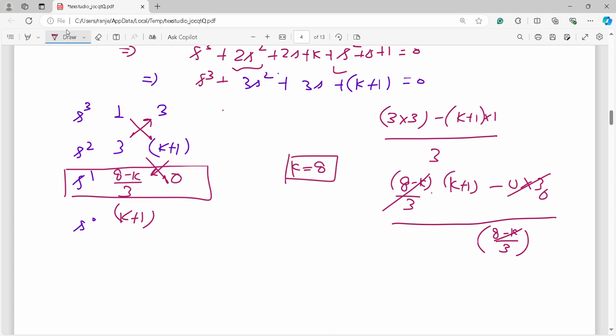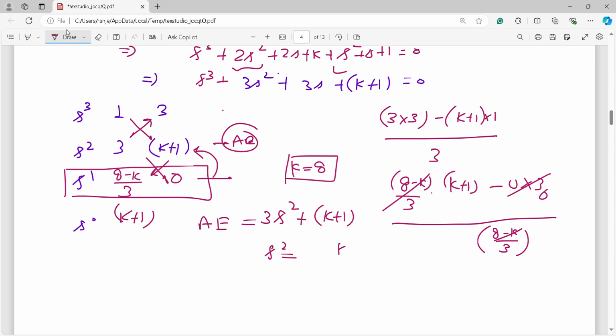When k is equal to 8, then this row of zeros will exist. So the row just above this is called the auxiliary, or algebraic, equation. For the algebraic equation here, this is 3s square plus k plus 1. This is our algebraic equation. If you solve it, you will get the poles existing on the imaginary axis. So solve it: s square equals minus k plus 1 by 3.